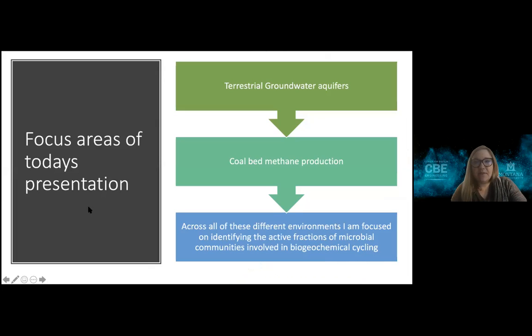So I said this on the previous slide, but we're going to talk about a terrestrial groundwater aquifer, and then we're going to talk about coal bed methane. But across these two environments, and pretty much all the environments that I study, what I'm interested in is how to identify the active microorganisms. I know you guys have had a lot of talks on this, but instead of just going out to the environment and collecting a bag of genes and seeing who's there, how do we actually start to discern these function relationships and what microbes are responsible for specific biogeochemical cycles of interest?